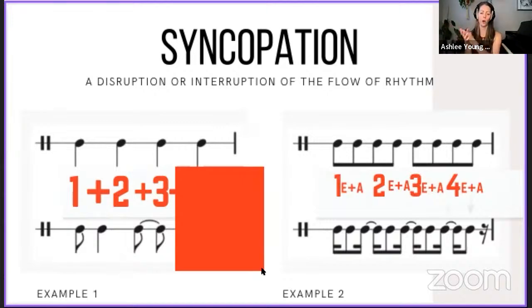Let's do it a few more times. 1 and 2 and 3. 2 more times. 1 and 2 and 3. And then 1 and 2 and 3.